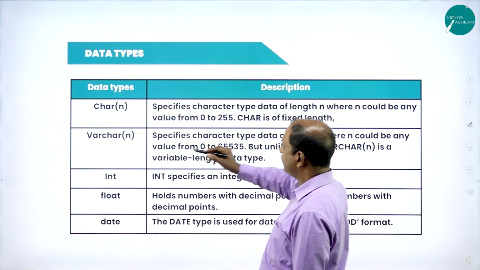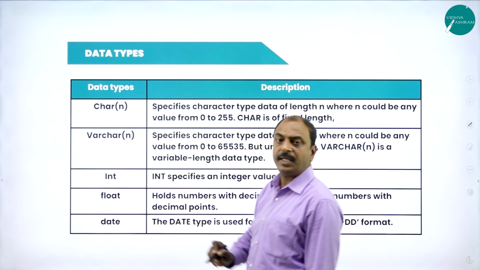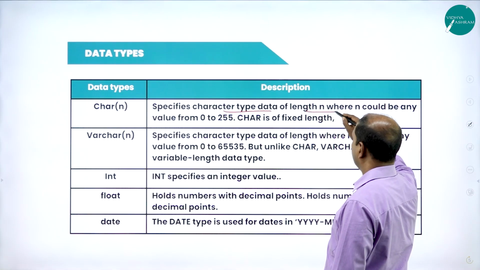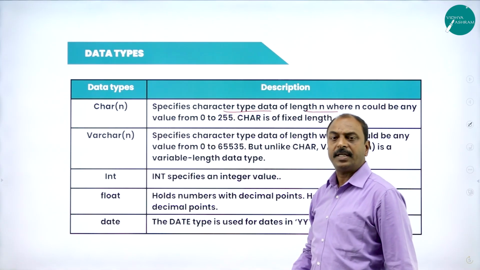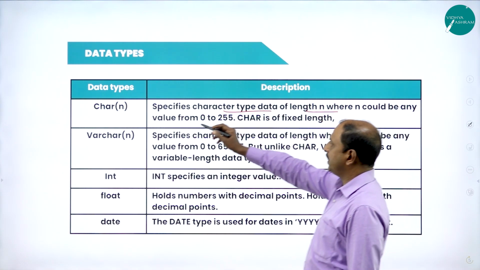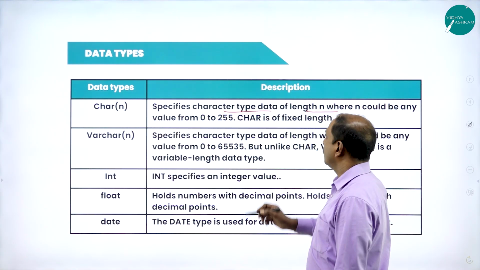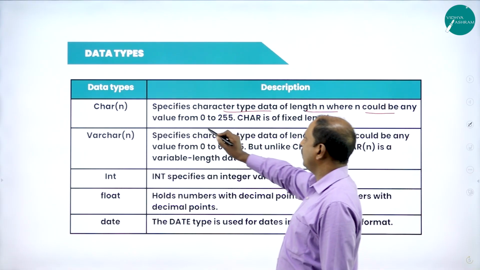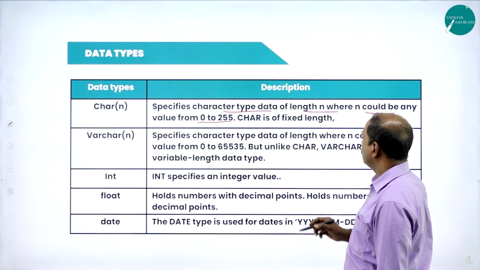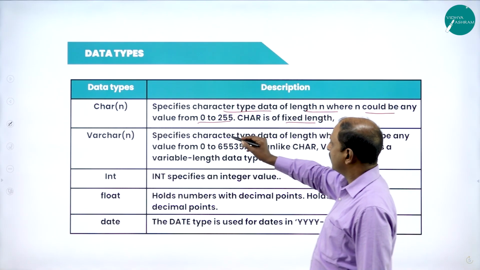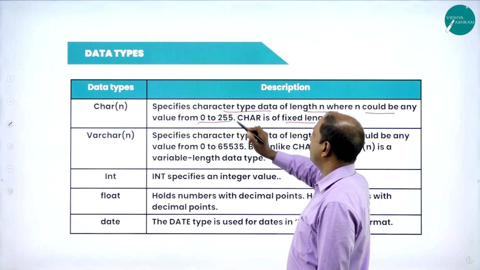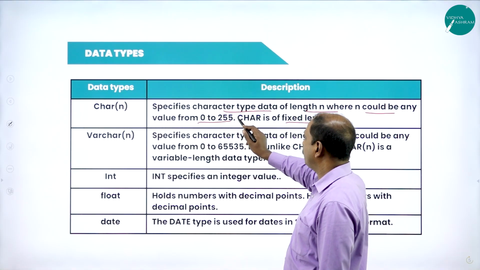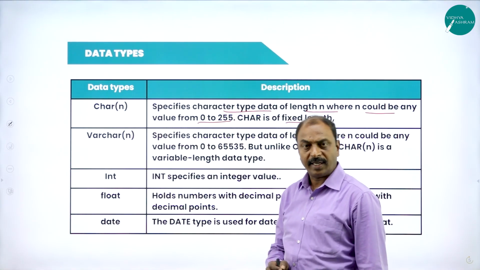Here the first one is character, CHAR in the bracket n. It specifies character type data of length n. This n value takes an integer value and indicates the length of the data type. So character data type of length n, where n could be any value from 0 to 255. It is a fixed length, it stores 255 characters, or we can mention any value between 0 to 255. That is the character data type.